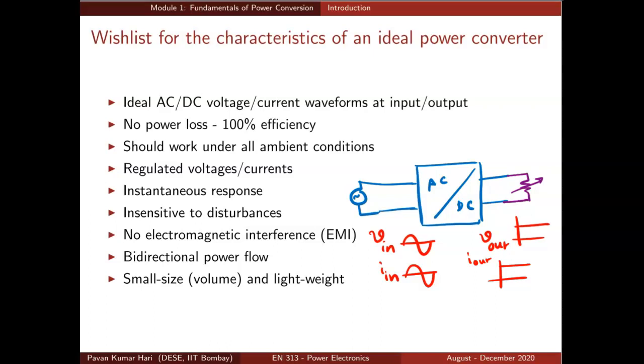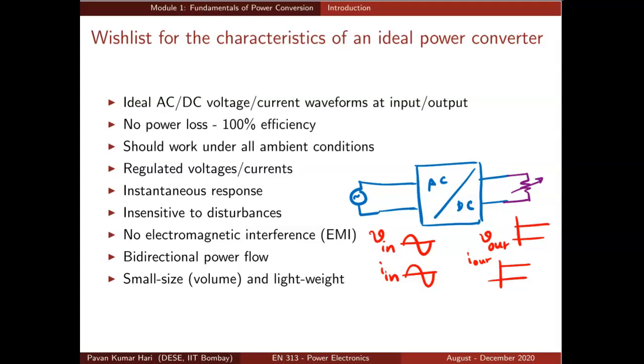The power converter should not interfere with the other surrounding equipment. This is about electromagnetic interference. We know that a current is always associated with a magnetic field, and the same is true with the currents flowing inside a power converter. So the magnetic fields produced by these currents should not cause undesirable effects in the equipment which are in the immediate vicinity of a power electronic converter.